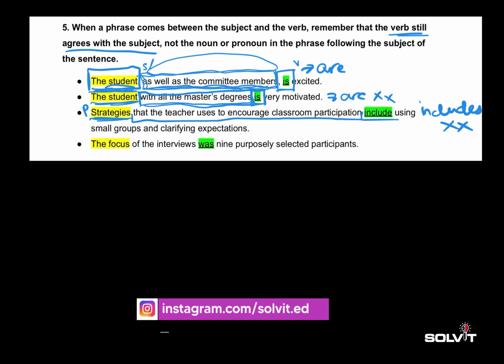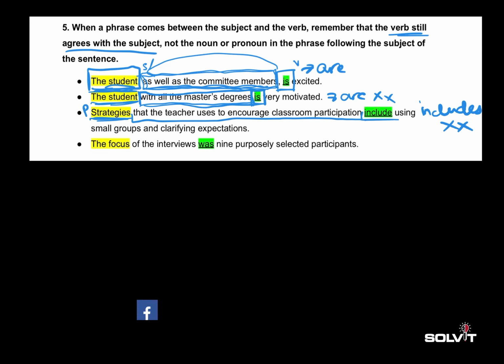Okay, so we cannot say "strategies includes using small groups and clarifying expectations." That's incorrect. So whenever you're faced with such a situation, just try and omit the phrase in the middle, just ignore it, imagine it's not there, and read the rest of the sentence and see if it still makes sense. Given that you understand what the subject of the sentence is, because sometimes people make mistakes in identifying the subject of the sentence. All right, so for example, in this one you may think that the subject is teacher, which is wrong. The subject is not teacher, the subject is strategies, because the whole sentence is about strategies.